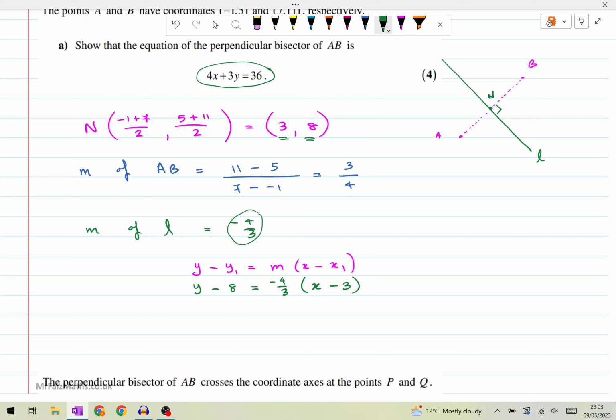But here, because we are trying to show that the equation can be written like this, I think rather than expanding the bracket, the better thing to do is to just multiply this by 3 first, just to get rid of that fraction. So if you times by 3, we get 3y minus 24 is equal to -4 times x minus 3. We can then expand the brackets on the right hand side, so that's -4x add 12. And then when we rearrange this, add the 4x to the left hand side, so we have 4x add 3y, and then adding 24 to both sides, 12 plus 24 gives you 36. Okay, so that's this equation here.